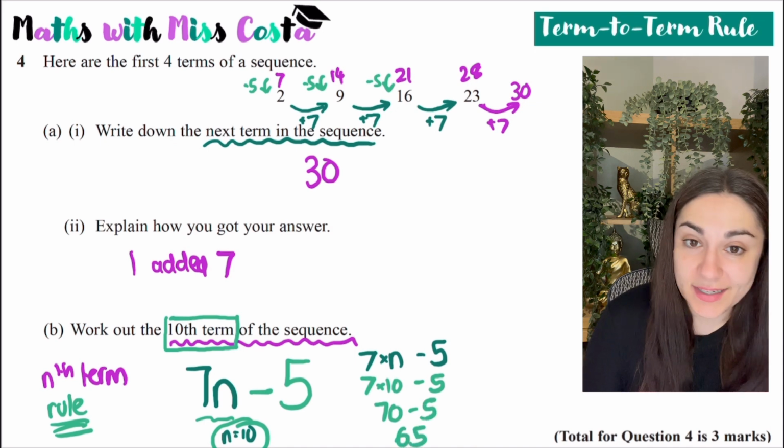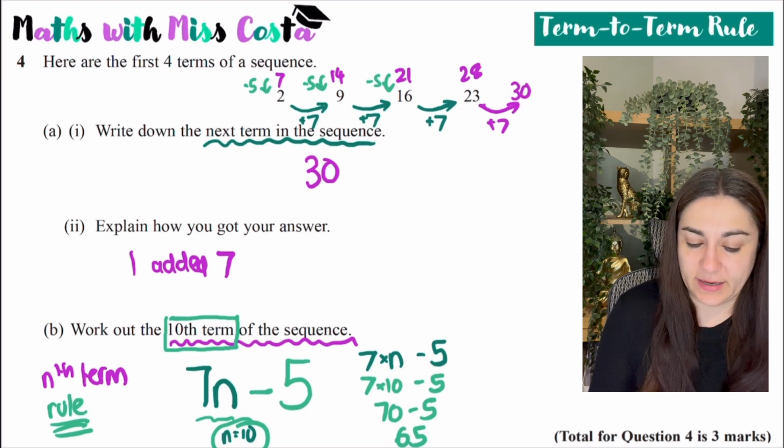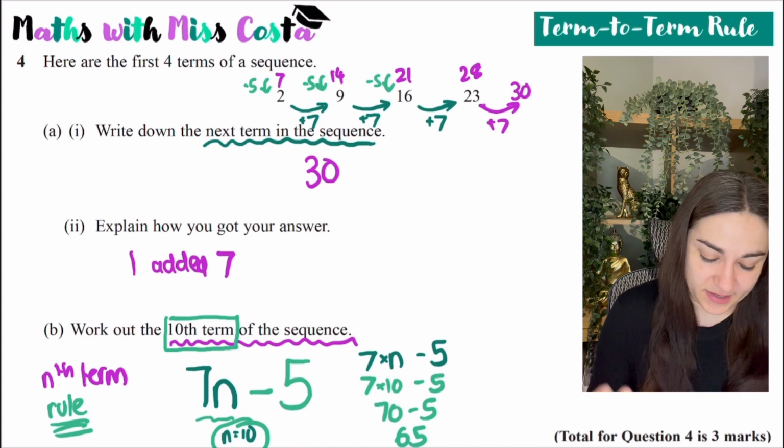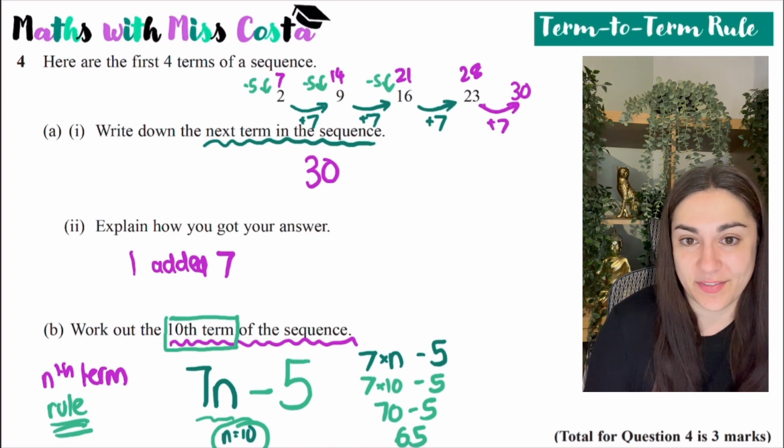If this is too confusing, another way you could do it is just by continuing to add 7. It's a calculator paper, so that shouldn't be too hard, but generally it's really good to know how to work out the nth term.